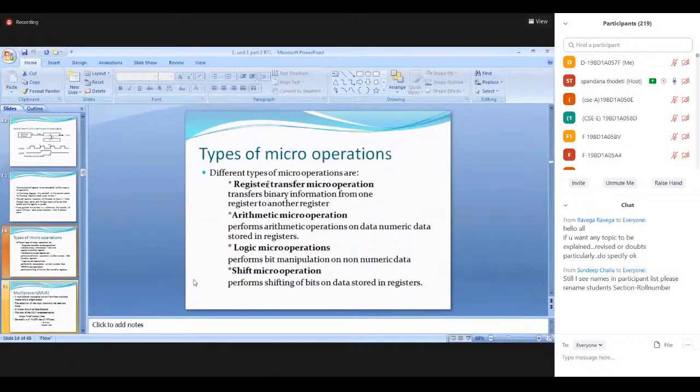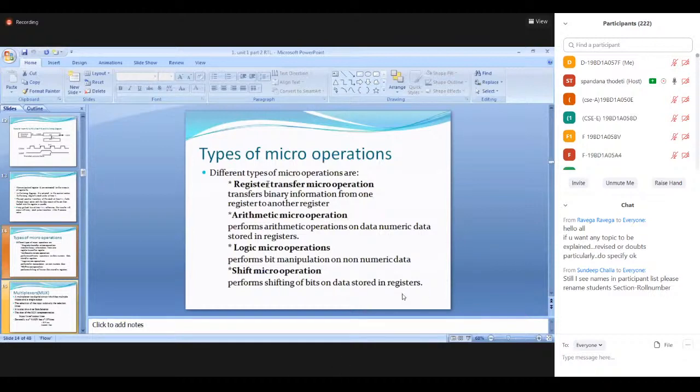So you know what a micro operation is, the operation performed by taking the data from the registers. Now we have 4 different micro operations: register transfer, arithmetic, logic, and shift micro operation. In the register transfer micro operation, there is no change of data. When you move data from one register to another register, the data will not be changed.